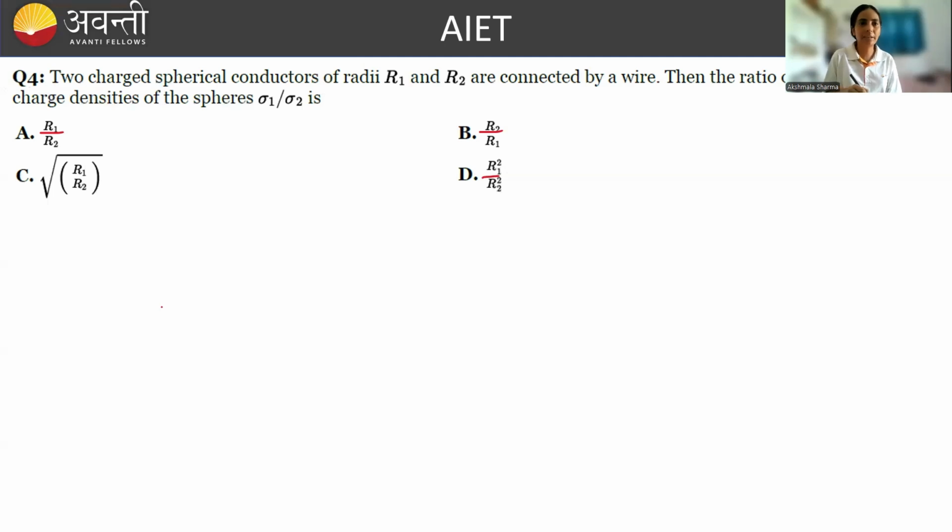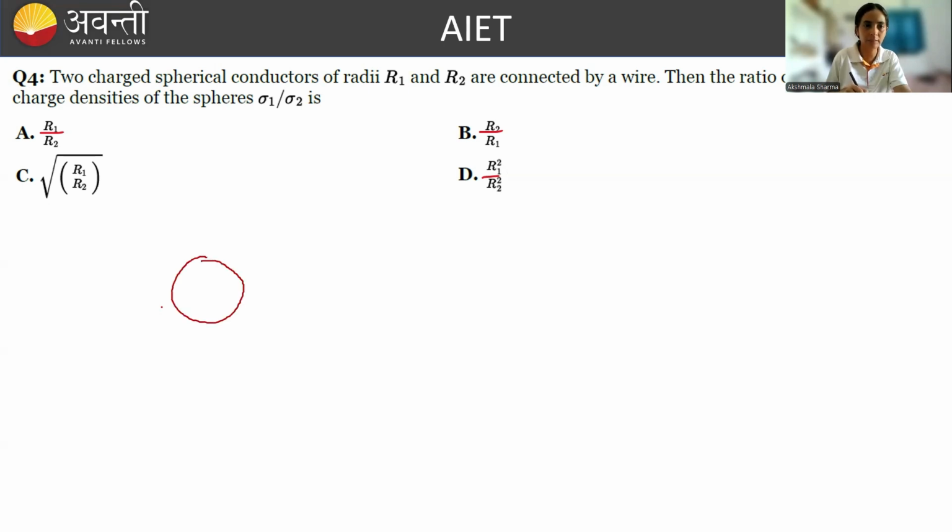Yeah. So this is the very first question that I have selected. Questions of this type often come, and they come in JEE also and also in NEET. So let's see it carefully. Two charged spherical conductors of radius R1 and R2 are connected by a wire. So we have two charged conductors.